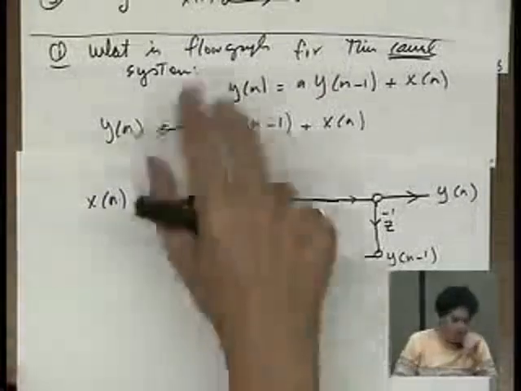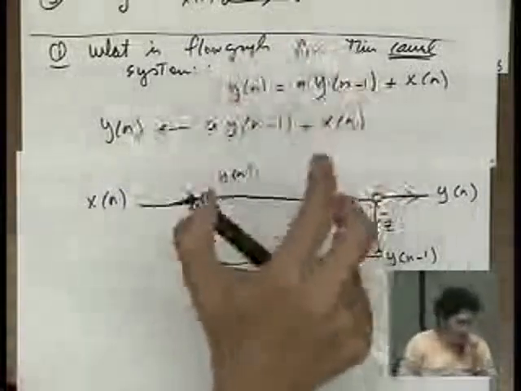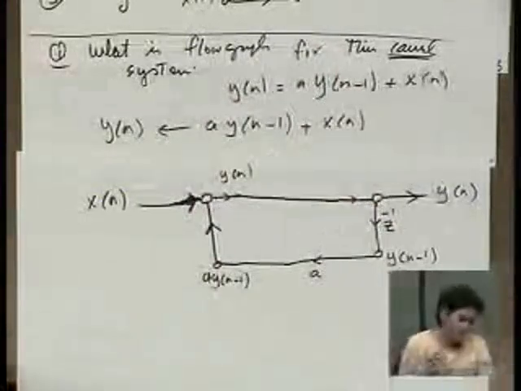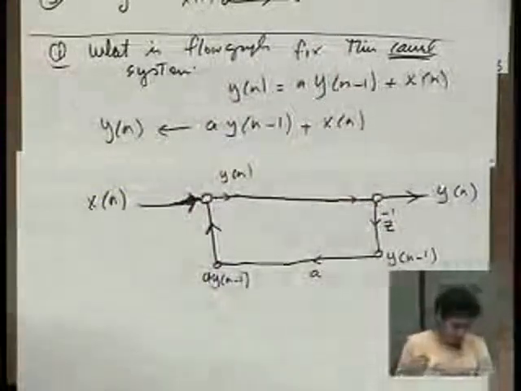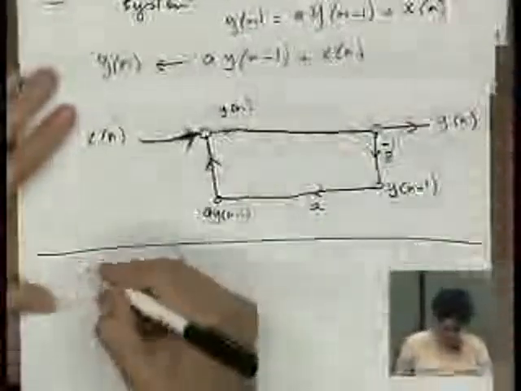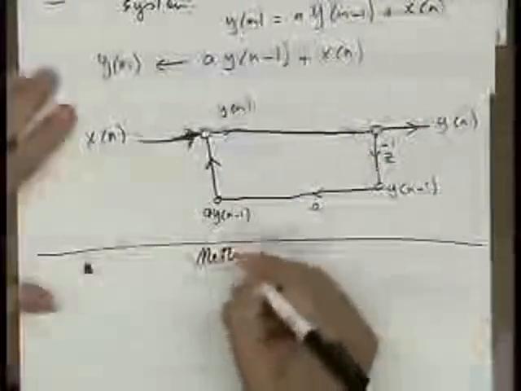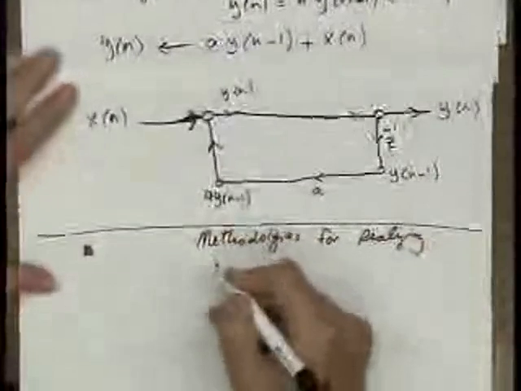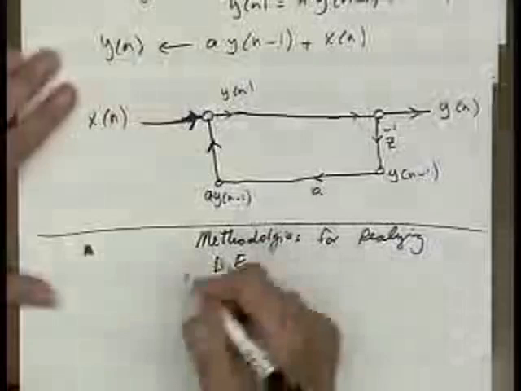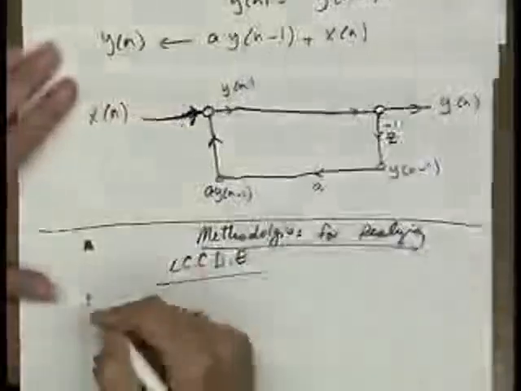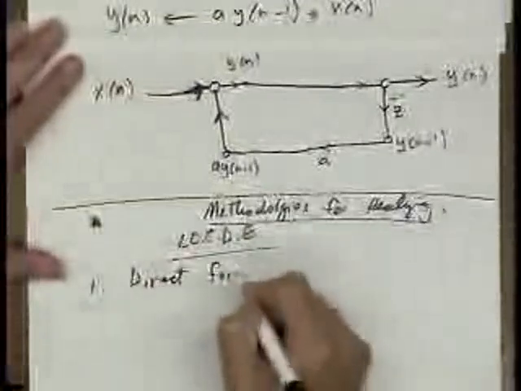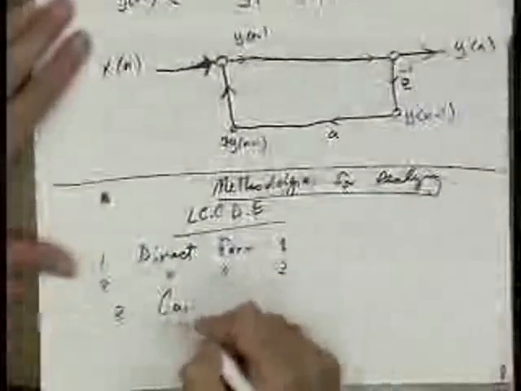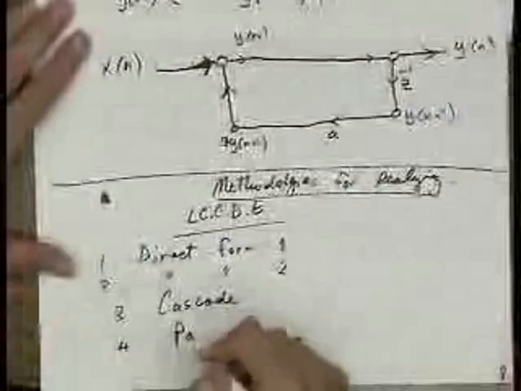So now I'm going to move away from such a simplistic example and talk a little bit more generally about different realizations of IIR filters using flow graphs. Okay? So in particular, I'm going to talk about 4 different realizations, methodologies for realizing difference equations, or LCCDEs. And there's 4 of them. One is called direct form 1. The other one is called direct form 2. The third one is not 3 and 4. The third one is cascade. And the fourth one is parallel.